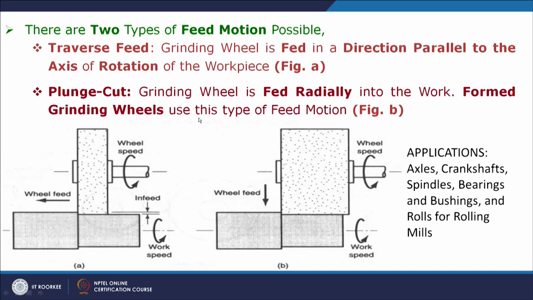This type of cylindrical grinding is performed for finishing products like axles, crankshafts, spindles, bearings, bushings and rolls for roller mills.